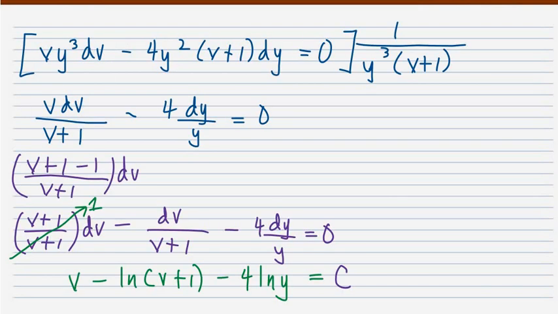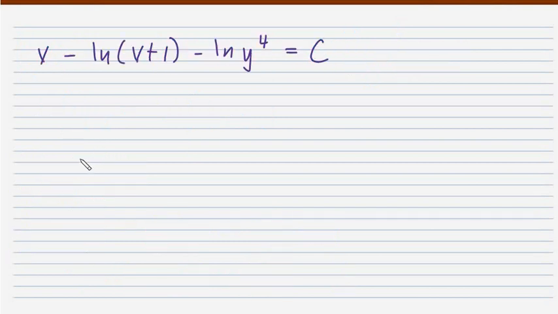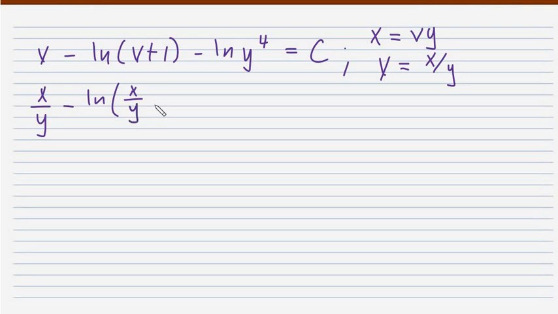So we have v minus ln of (v plus 1) minus ln y to the fourth is equal to c. Okay, so I have put 4 as my exponent. So next we will apply the substitution. Since we used x is equal to vy, therefore v is equal to x over y. So v is x over y minus ln of (x over y plus 1) minus ln y to the fourth is equal to c.